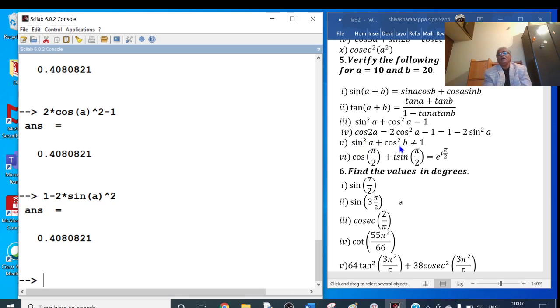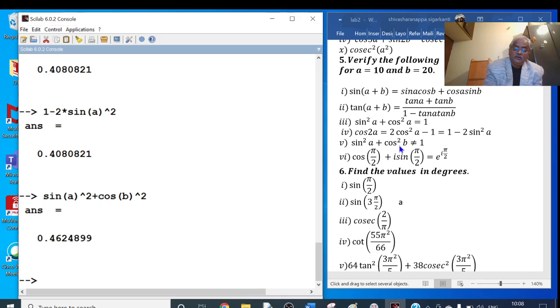Now, what about sin square A plus cos square B, not equal to 1? Just enter sin square A, that is sin A square, plus cos square B, cos B square. Okay, this is not equal to 1. If I enter, yes, this is not equal to 1. I can say that 0.462489 is not equal to 1. This is verified. Next, cos pi by 2 plus i into sin of pi by 2.